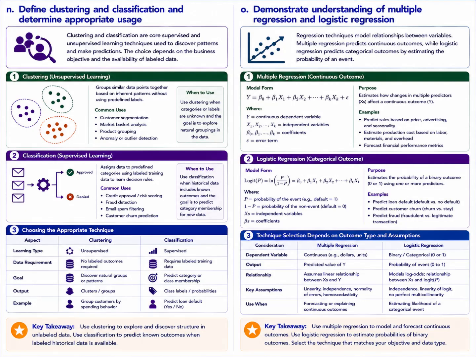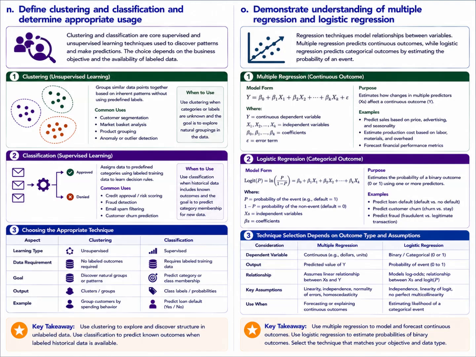Multiple regression analyzes relationships between one continuous dependent variable and multiple independent variables. It estimates how changes in predictors affect outcomes, making it useful for forecasting sales, costs, or financial performance. Logistic regression is used when the dependent variable is categorical. It estimates the probability of binary outcomes, such as default versus non-default or success versus failure.